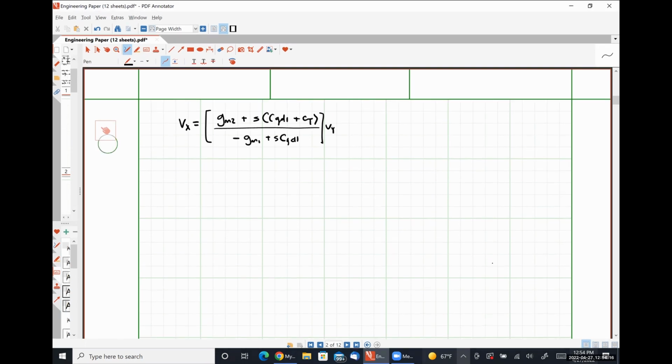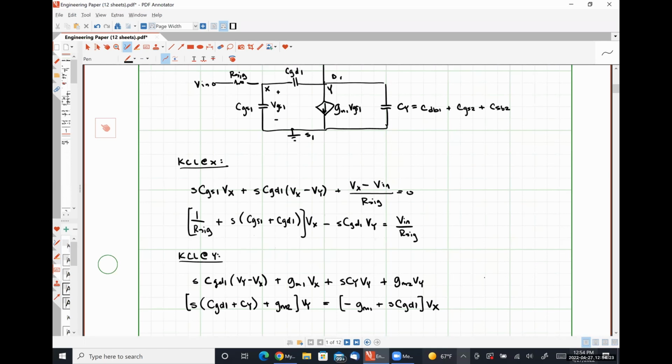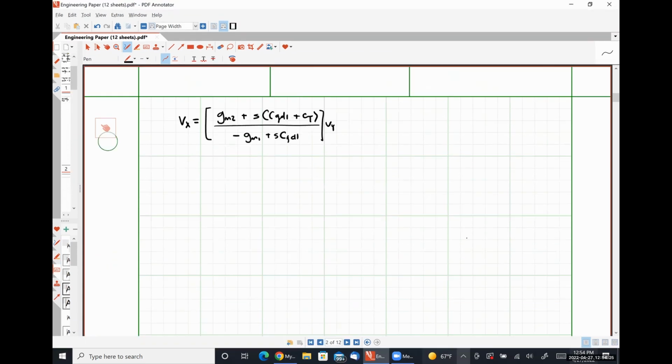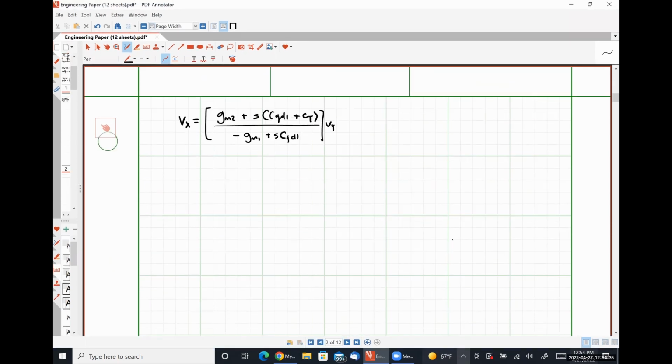So let's just double check that math there, because I'm feeling conscientious about things since I've made a mistake. So GM2 plus S CGD1 plus CY, that seems legit. Negative GM1 plus S CGD1, and that should be in my denominator, giving me everything is equal to Vx. Okay.